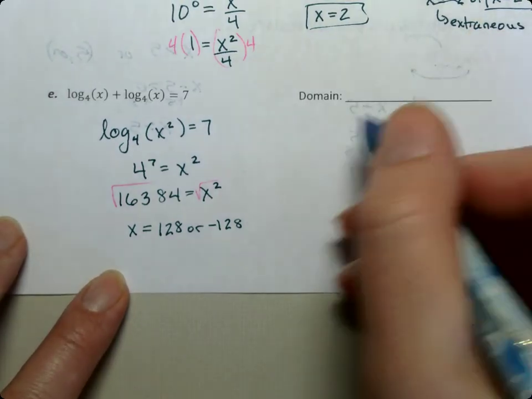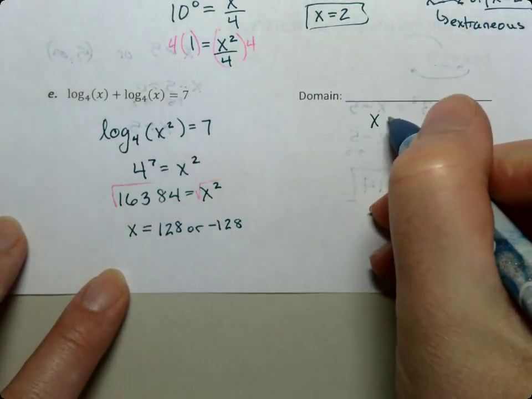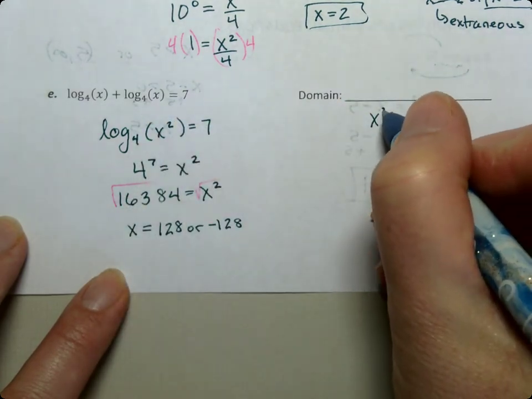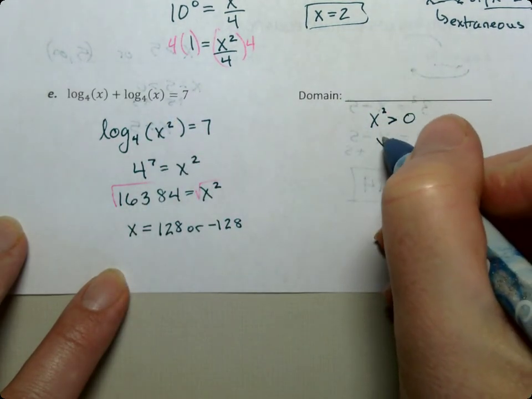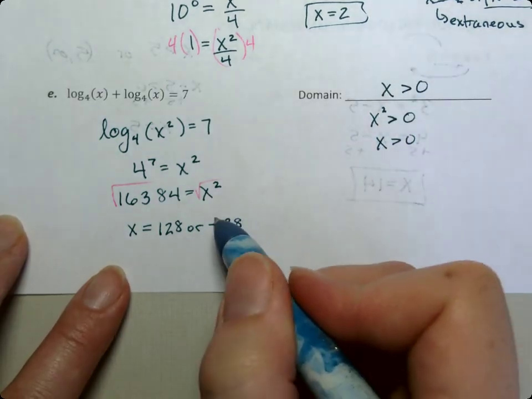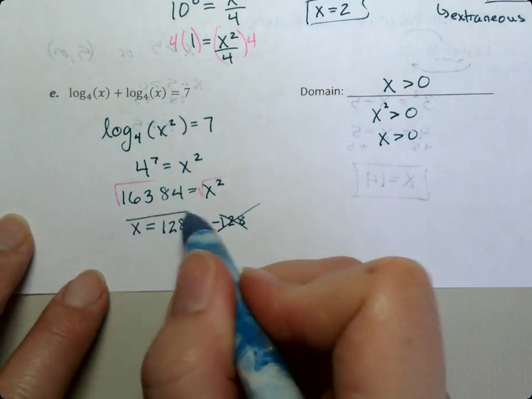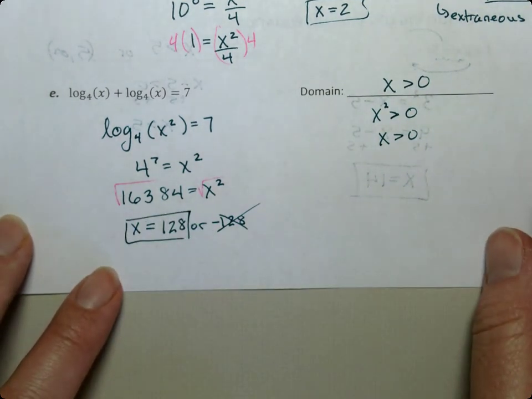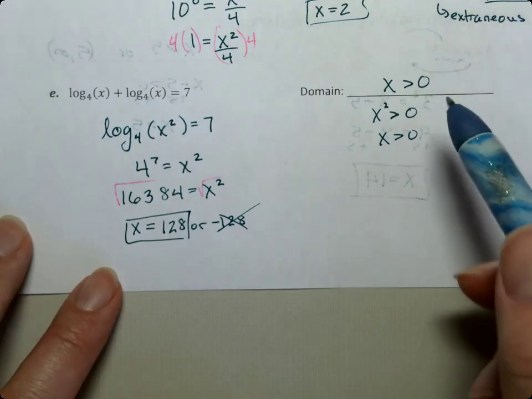Let's talk about our domain. What's in the log that we're taking is x squared, which has to be greater than 0. Square root, x has to be greater than 0. So what can you tell me about the answer? That is an extraneous solution, and we only get x equals 128. So you need to check your domain.